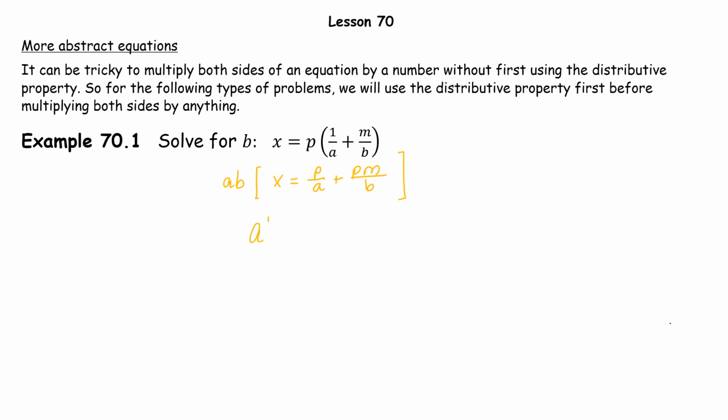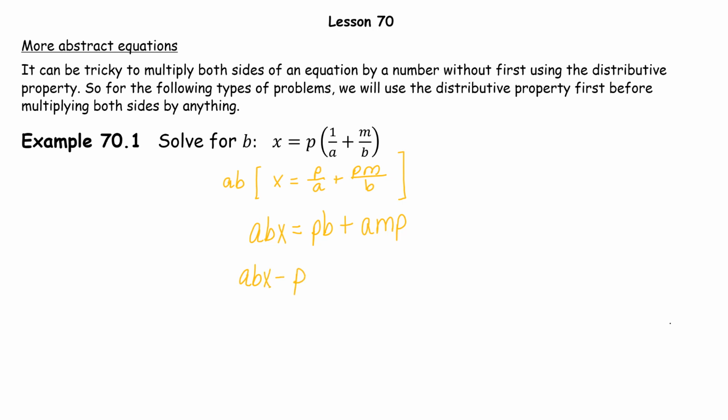So ab times x is abx, and then when we multiply ab times p over a, the a will cancel and we'll have pb. And we multiply ab by pm over b, the b will cancel and we'll just end up with amp. We're going to put all the terms that have a b in them on one side and everything else on the other side. So we're going to subtract pb on both sides.